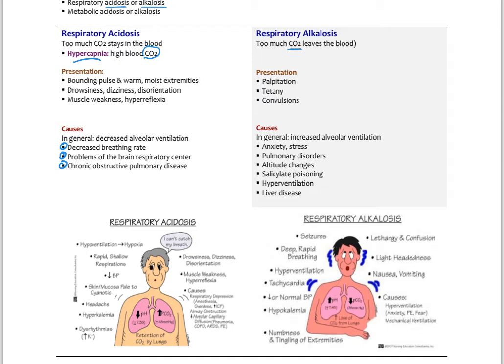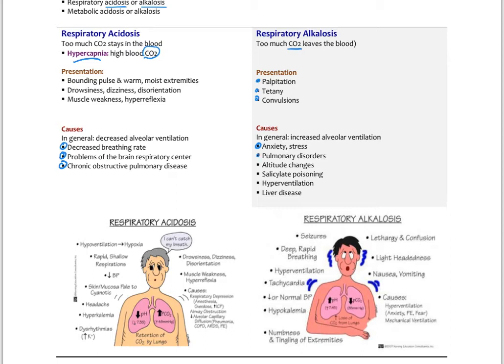Alkalosis is when we have too much CO2 that leaves the blood. And that can present with palpitations, tetany, convulsions. We get too jumpy in a way. And interestingly, this is usually due to increased alveolar ventilation, and especially with anxiety or stress where people hyperventilate. They blow off too much CO2. And this is why we sometimes have people that are in a panic attack breathe into a paper bag so that they re-inhale that CO2 so it can keep their blood from becoming too alkaline.